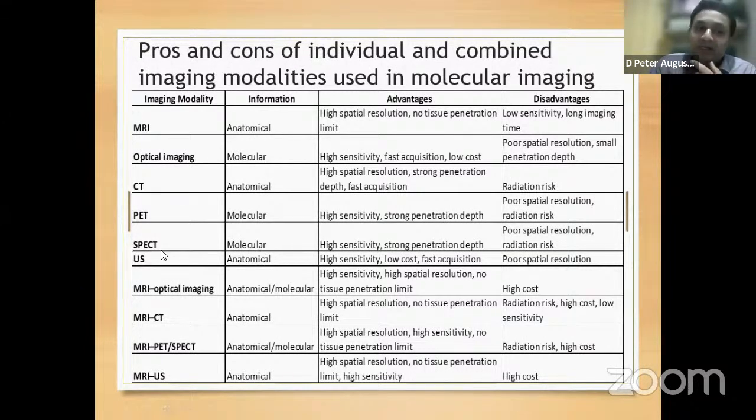Okay, another aspect is the molecular high sensitivity. Then there is also the same kind of issue. We'll see that later. Ultrasound, all these things are there. Here you can see the combination of these, which is very effective. I hope the doctor discussed it yesterday. This combination of the modalities will be more effective than the single one.